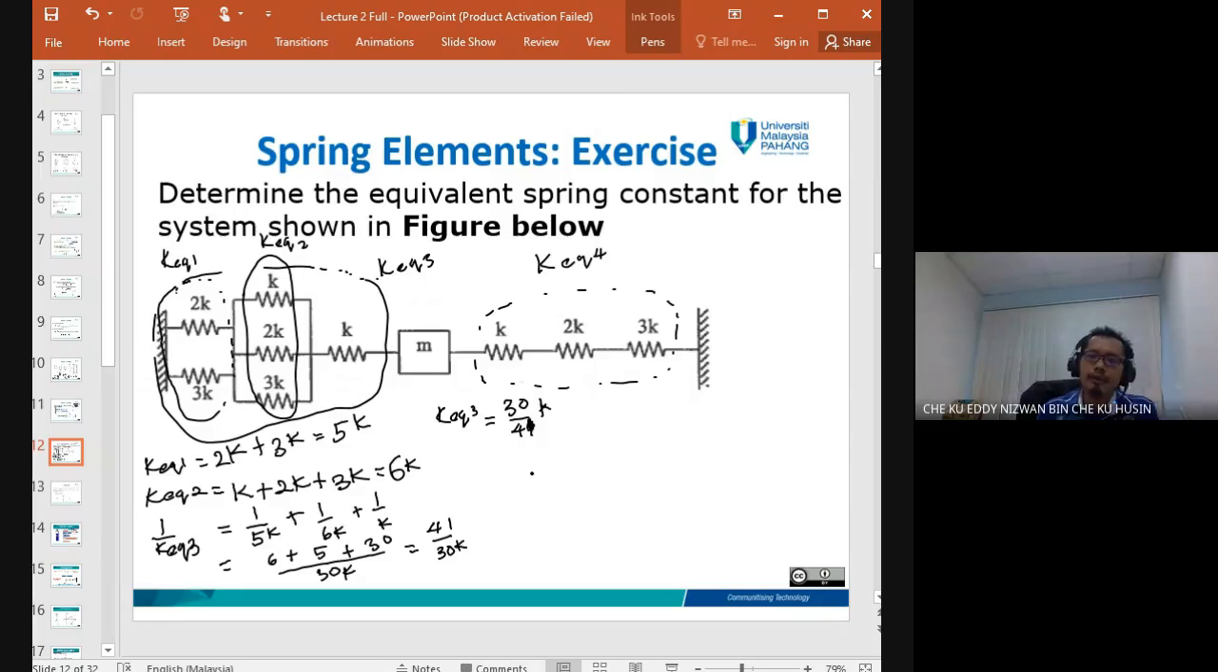Okay, now we go for the other side, on our right hand side. So this part has K, 2K, and 3K. You know that all these springs don't share the same node, meaning that it is a series arrangement. So K equivalent 4.